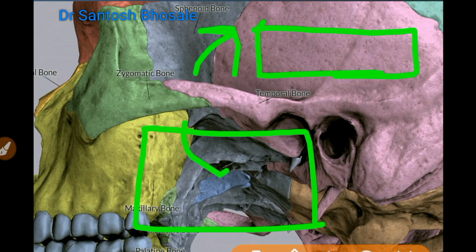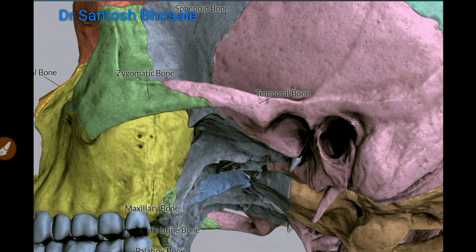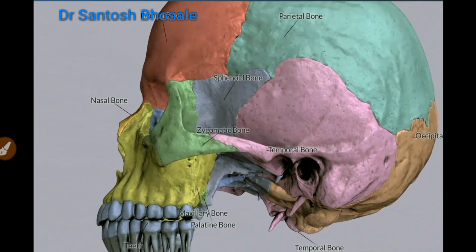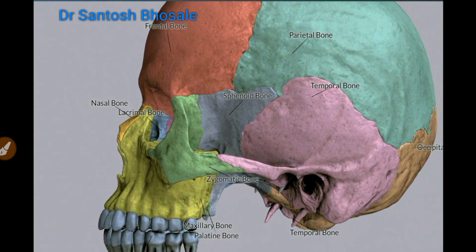So these are the features of Norma Lateralis: temporal fossa, zygomatic arch, supramastoid crest, external acoustic meatus, mastoid process, styloid process, and infratemporal fossa. So these are the features. Hope you have appreciated the same in your dry skull.